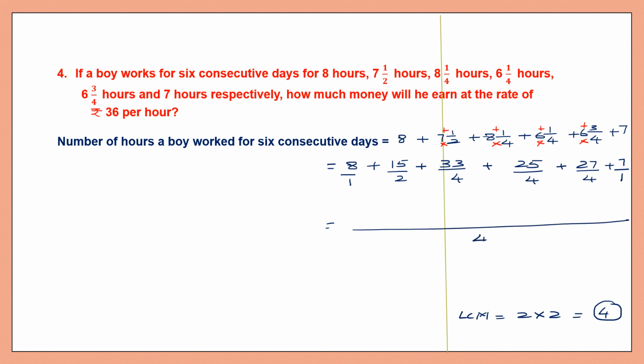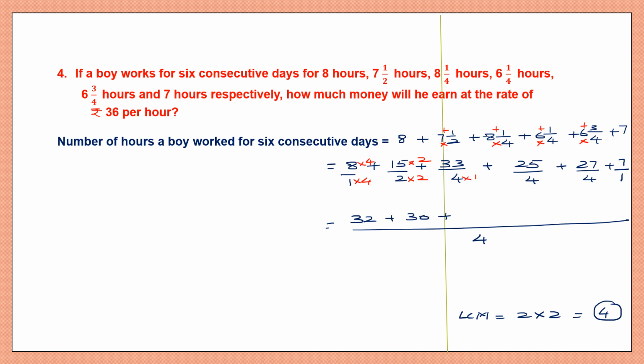So 4, take the first fraction 8 by 1. 1 into 4 is 4. So we multiply 8 into 4. 8 4s are 32 plus, let's go to the next one. 2 into what is 4? 2 2s are 4. So multiply 15 also by 2. 15 2s are 30 plus, let's go to the next one.